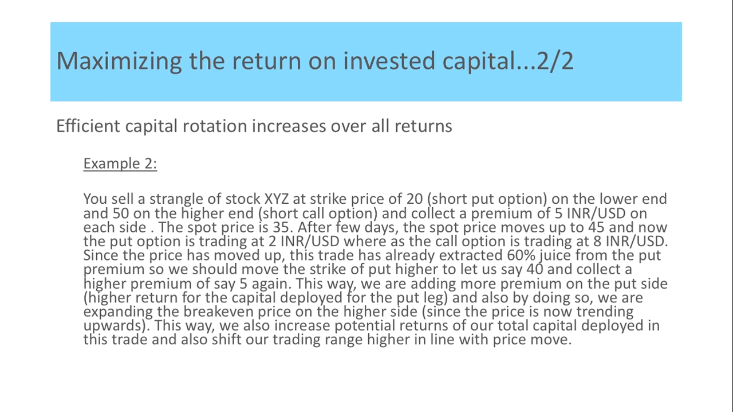Since the price is trending upwards, our call option is now threatened. By rolling up the strike price of the put option and collecting a higher premium, we extend the break-even range on the higher side. This way we are also doing risk management and increasing the capital efficiency of our overall strangle. So that's on capital efficiency.